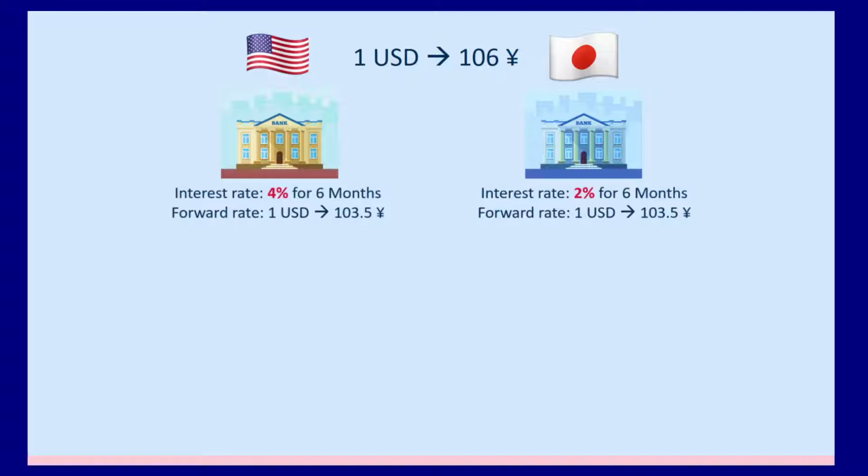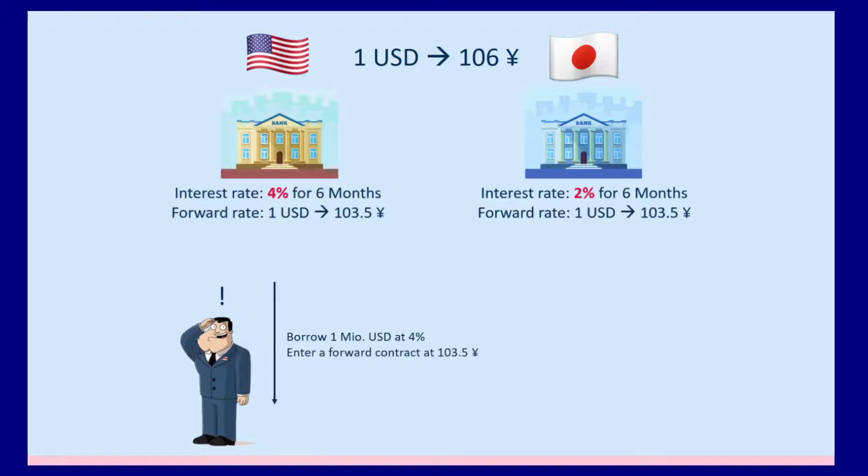And before we were looking at our average German guy who wants to buy a car. Now let's look at our average American investor who might ask himself, what can I do here? Can I somehow make a profit based on this situation? And he might say, oh yeah, I have a great idea. I go to my American bank and I borrow $1 million at 4%.